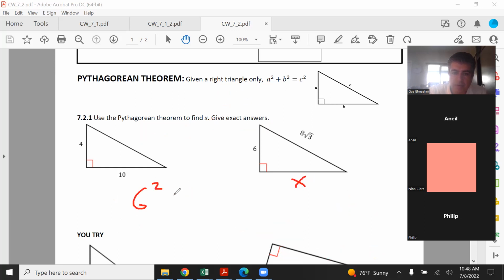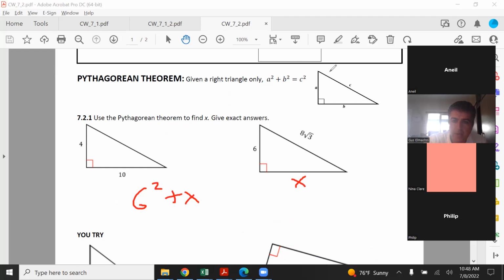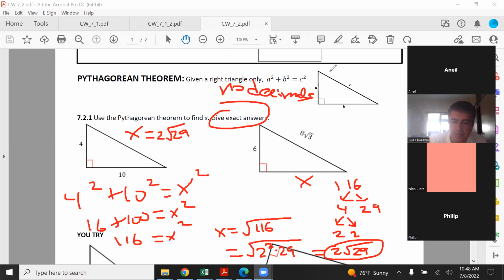6 squared plus x squared. Yeah, Neil, go ahead. From the one you just did, what would you circle as your final answer? 2 root 29. Yeah, I definitely did 2 root 29.